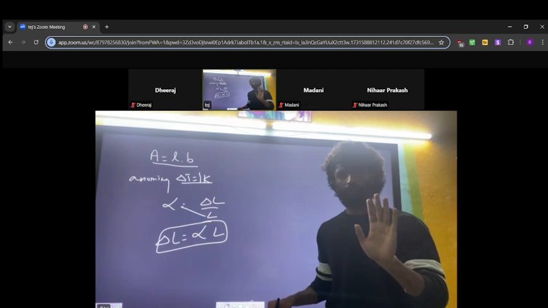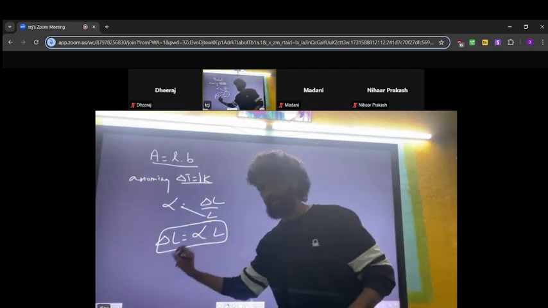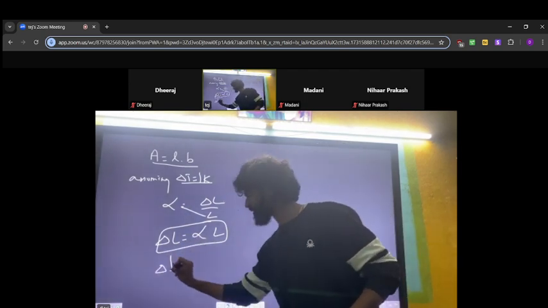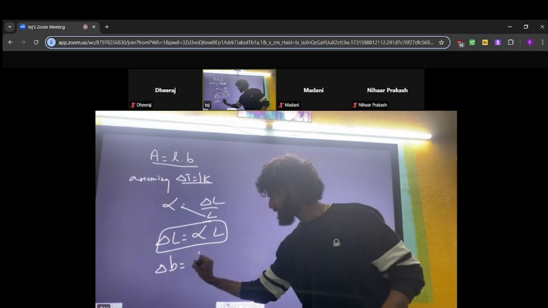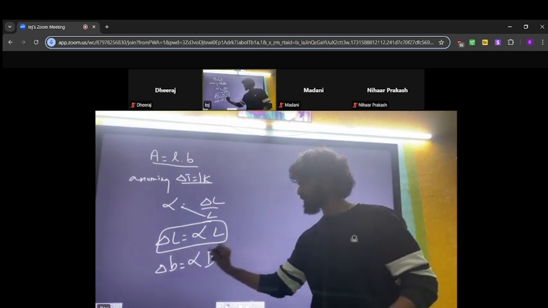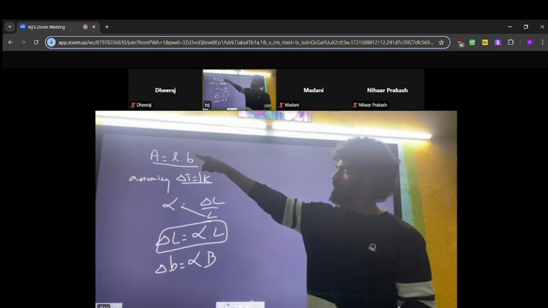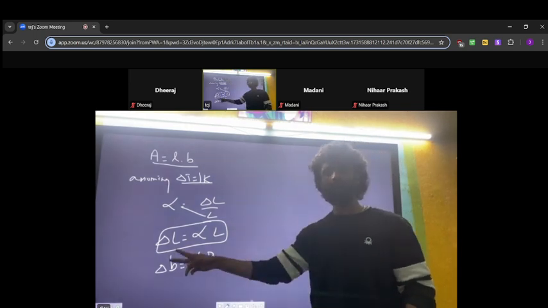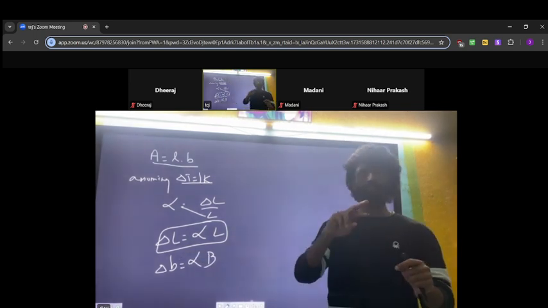Now listen, it's very simple to find delta B. What do you write? Just like delta L, write delta B, B meaning breadth here, is equal to, right? Copy the same alpha. Instead of writing L, write B. That's all. So A was depending on length as well as breadth. I found the delta of both things because once you heat it, it obviously changed.